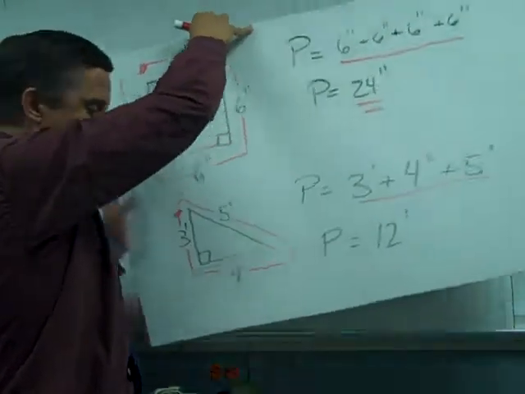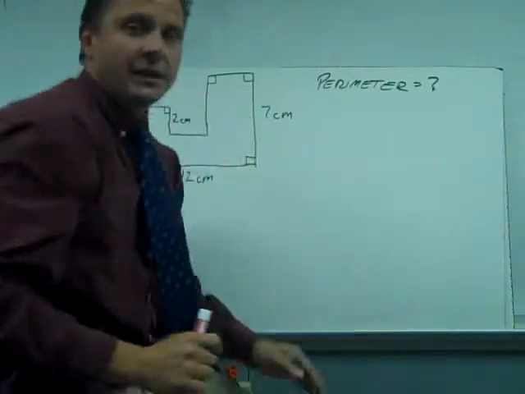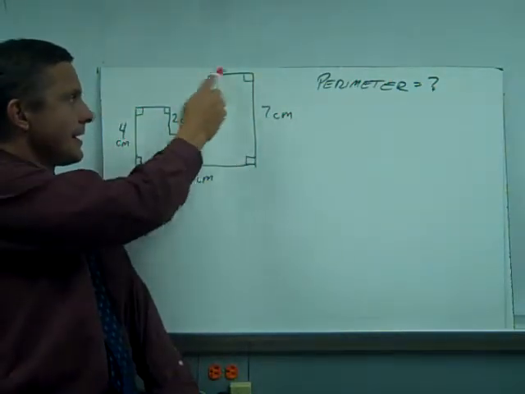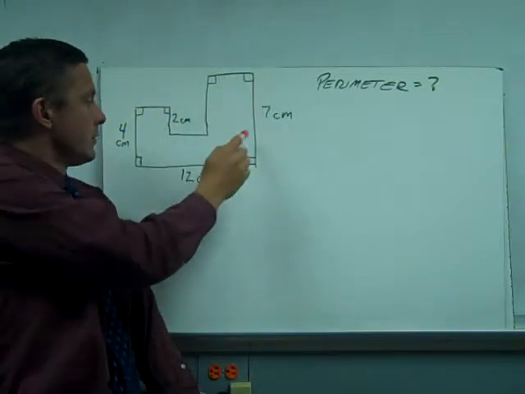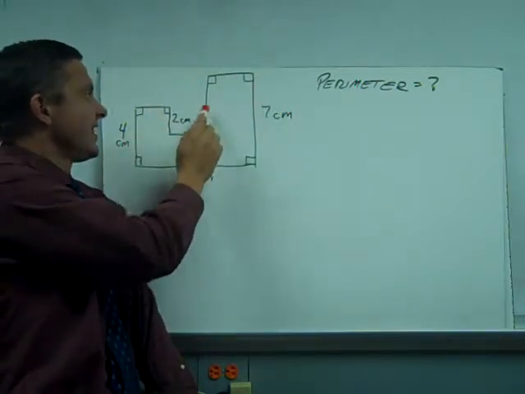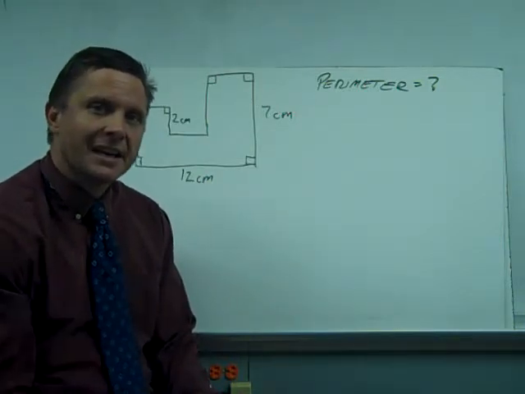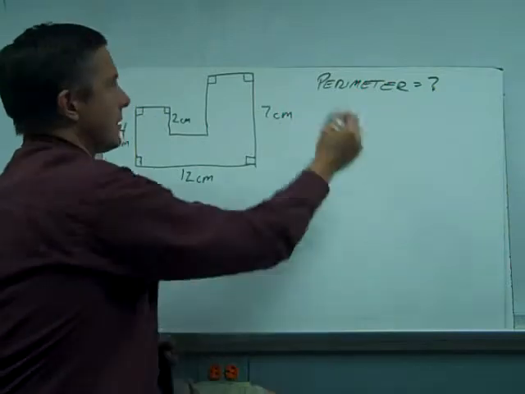Those are simpler shapes. What about a composite shape? Here we have a shape that has multiple sides. In fact, 1, 2, 3, 4, 5, 6, 7, 8 sides. What if I wanted to find the perimeter around this shape? Again, I always start the same way. I pick a starting point.